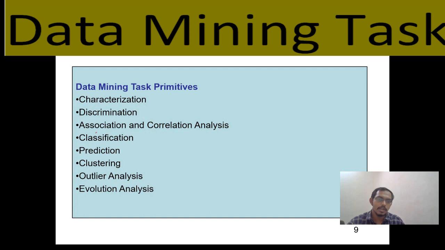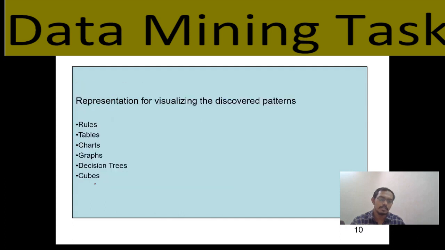So, in shorter form, we have first the characterization of the data set, discrimination of the data set, association and correlation analysis, classification of the data set, and prediction. Next is the clustering of the data set, finding outlier analysis, and finding evolution analysis. So these are the basic tasks of data mining.